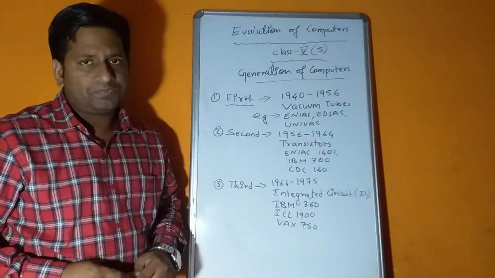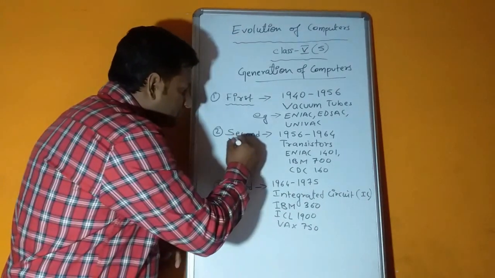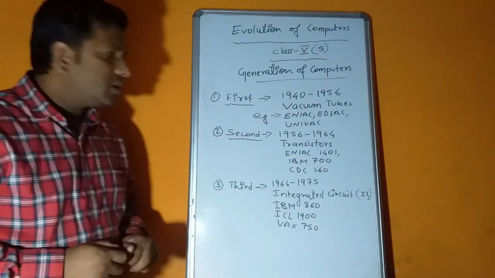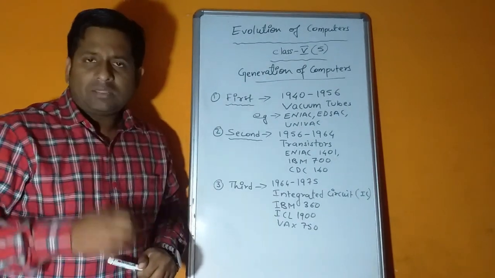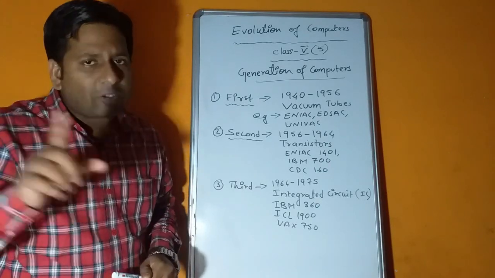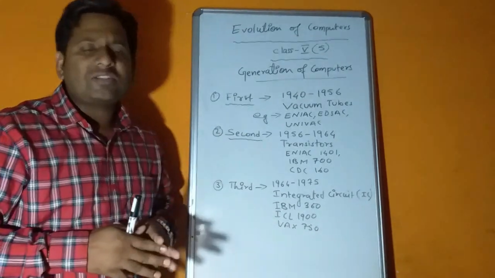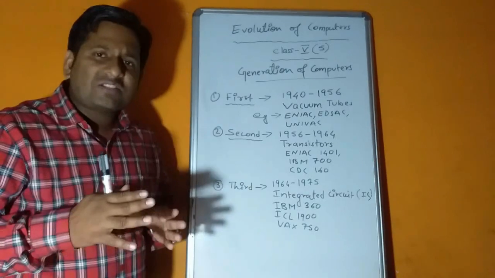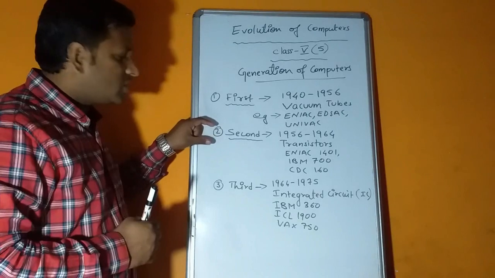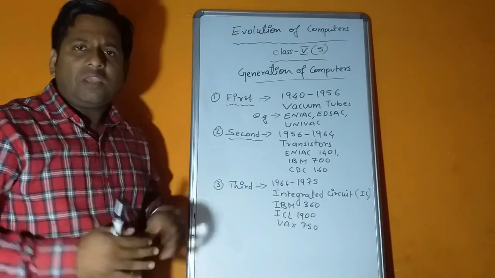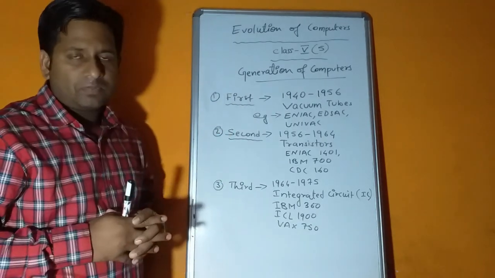It was very old. After the first generation, we came to the second generation of computer, which started in the year 1956 and lasted up to 1964. At that time the technology used was not vacuum tubes, but vacuum tubes were replaced by another device known as the transistor. Transistors make the computer faster than vacuum tubes. That's why second generation computers were faster than first generation. They were also a bit smaller and generated less heat in comparison to the first generation.